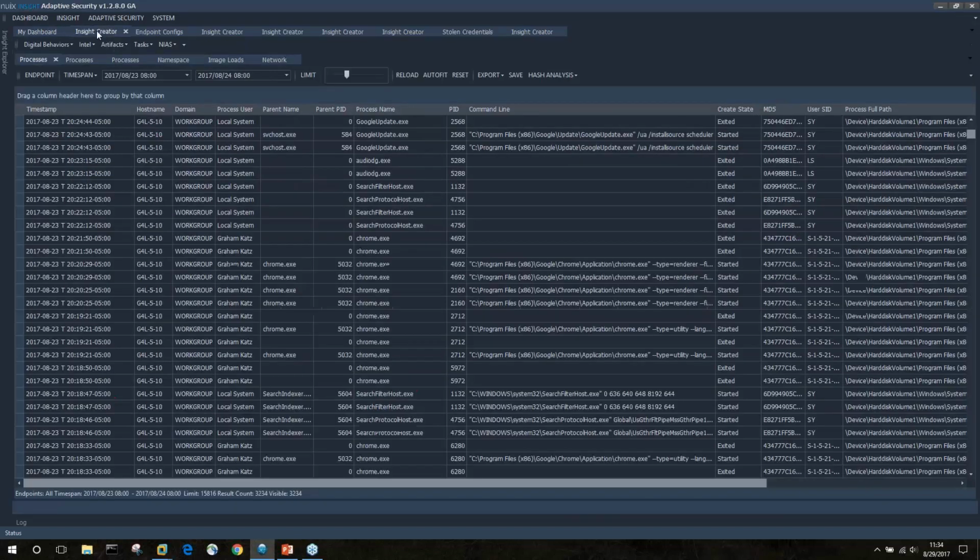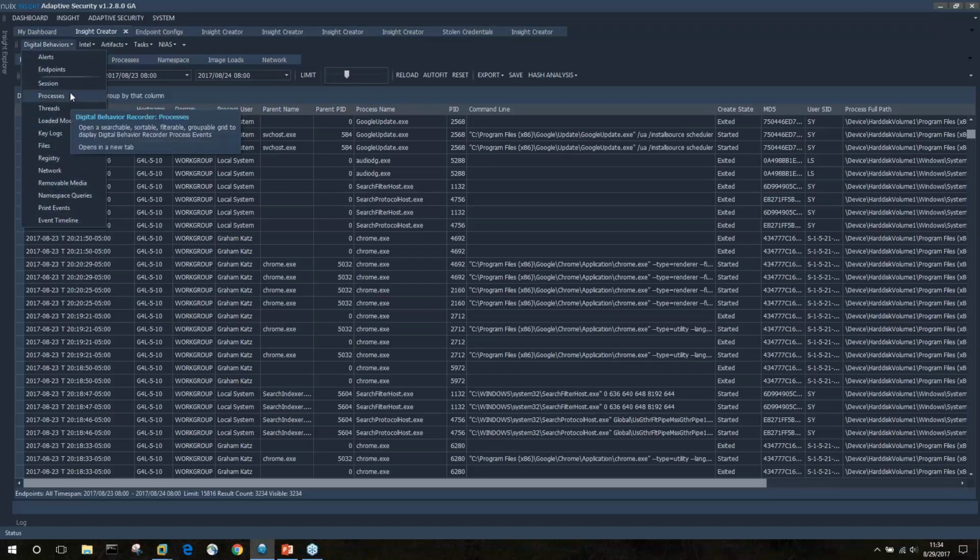So we actually explore data using insight creators. For each of the 12 digital behaviors, the way Adaptive Security works is we create insights, or tabular views, of each of these data types. Sessions is user logins, processes is just applications that are starting and stopping. Threads load up under processes or are loaded by them.